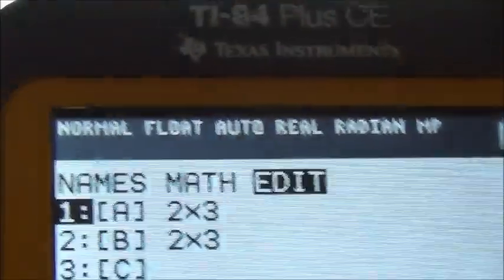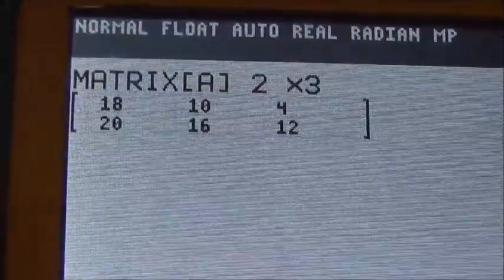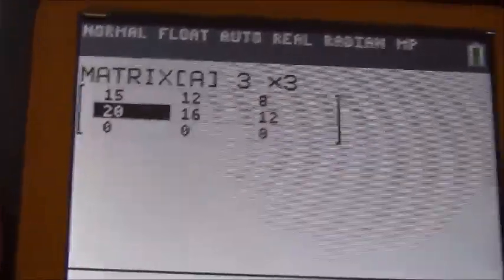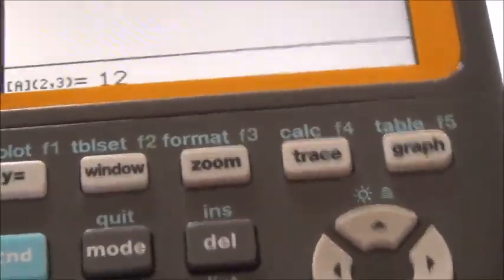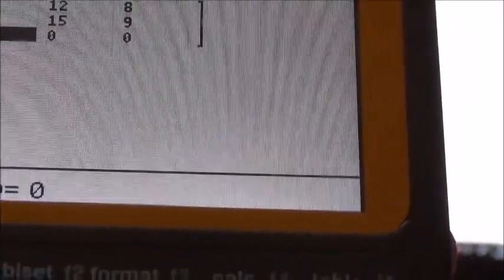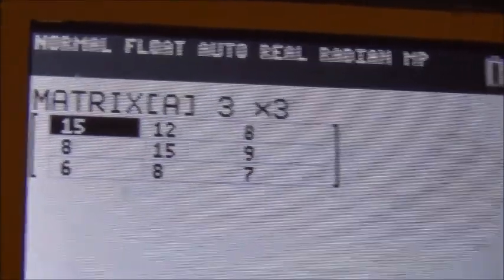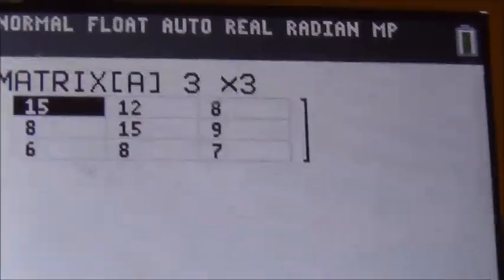And I'm going to edit number 1, and this time I have a 3 by 3 matrix, 3 rows and 3 columns. So I'm going to enter that in, and then I'm going to change the matrix to the numbers that I want there. And so 15, 12, and 8. And then the next one is 8, 15, and 9. And then the bottom one is 6, 8, and 7. So once I have the values in my matrix, I am going to do my hypothesis test.